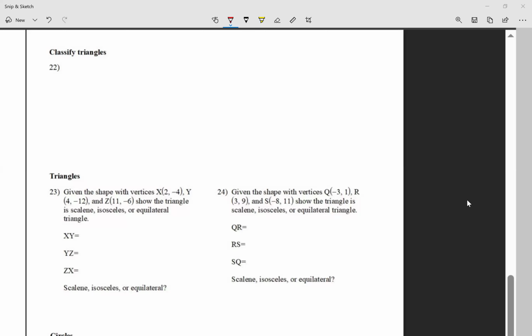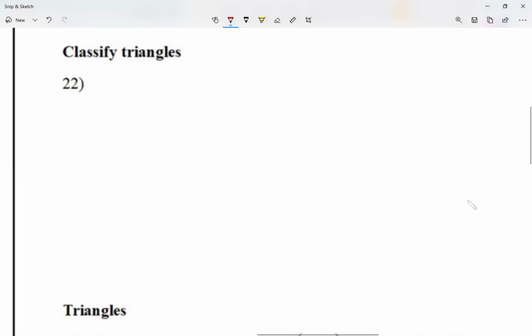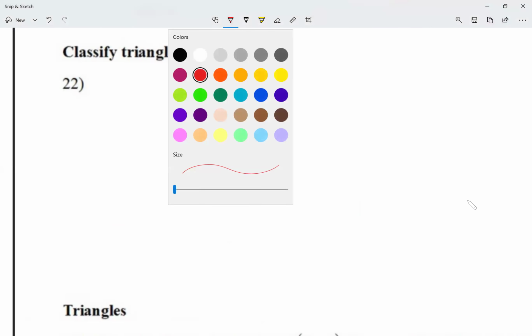Okay, so today we're going to be looking at questions 23 and 24. But first, on the space that I left, that's question number 22, let me specify what type of triangles we have. Okay, so we're going to classify triangles, and we have three different types of triangles. Triangles have three sides. I'm going to say the names of the three triangles that we have.